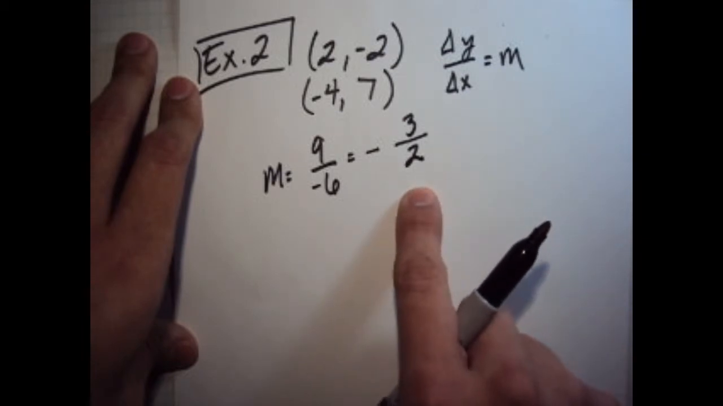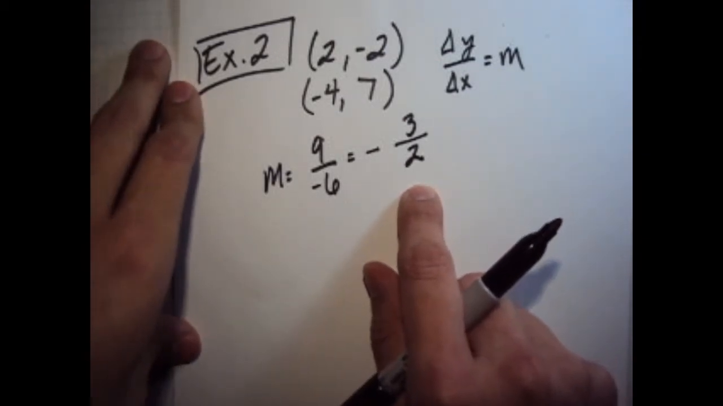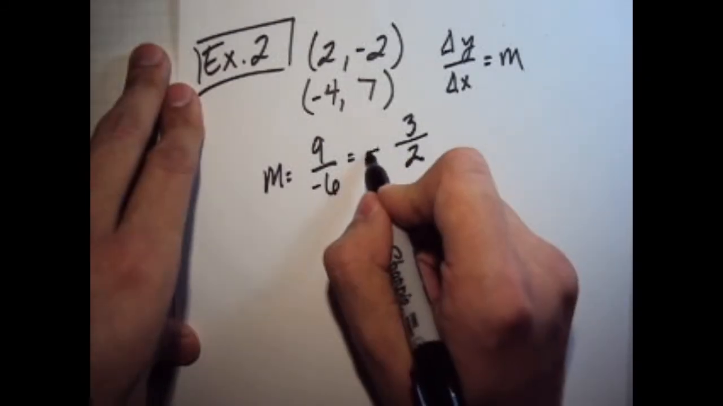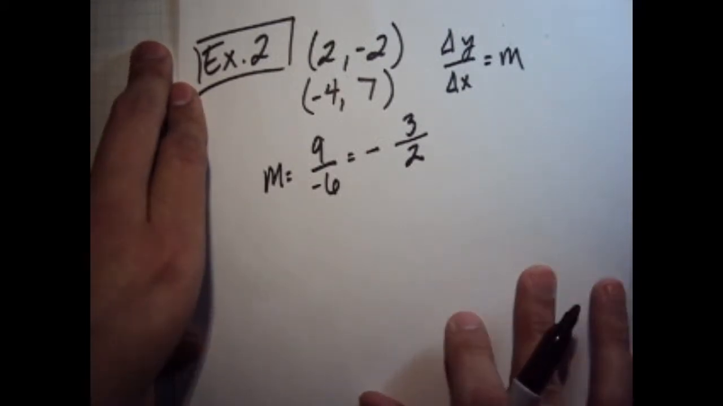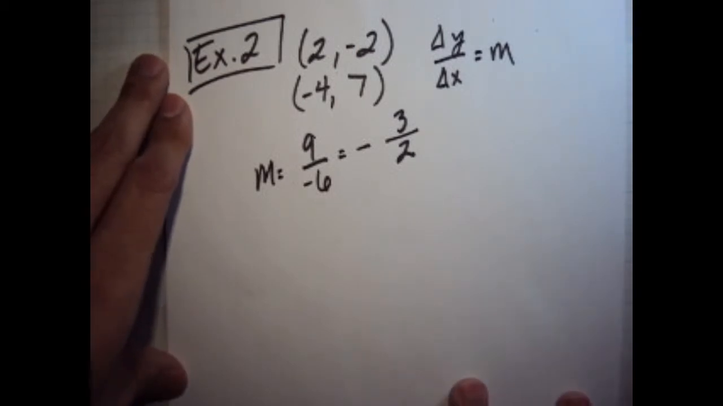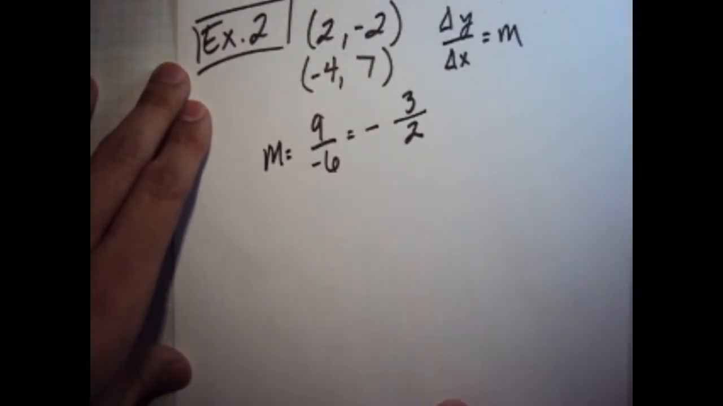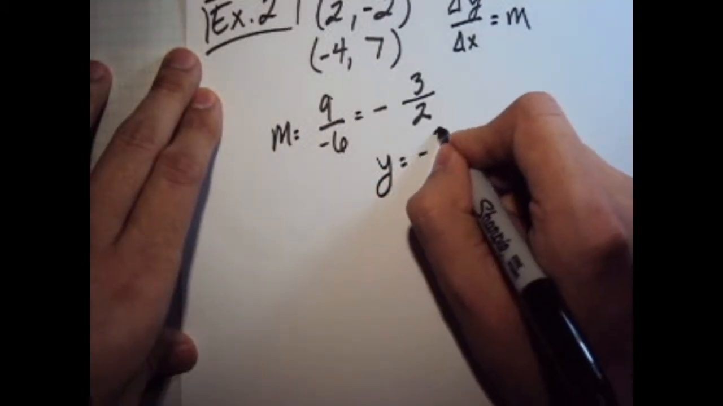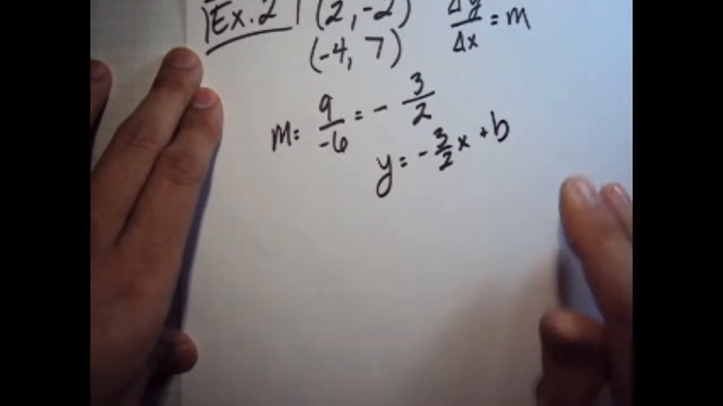As you'll find when you get further and further into math, mixed numbers are not your friend. So I prefer to leave them as improper fractions. In fact, I don't know why they call them improper fractions. It's kind of a misnomer. I actually prefer just fractions in general. Fractions are your friends. That's the lesson of today. So our slope is negative 3 halves. So what we have is y equals negative 3 halves x plus b.